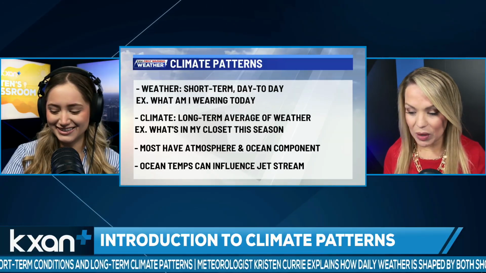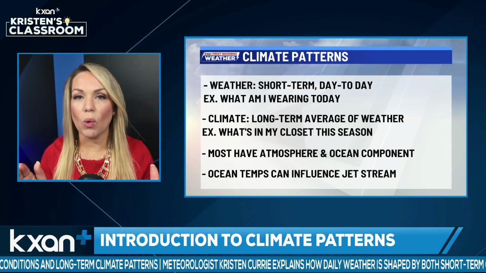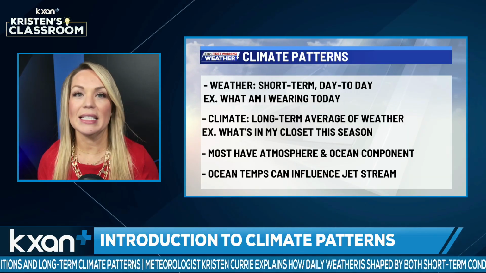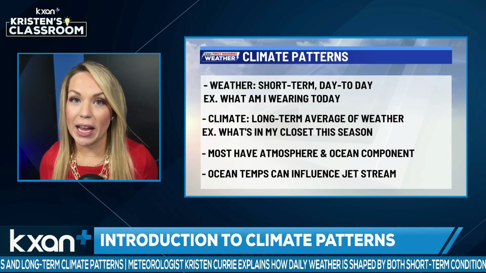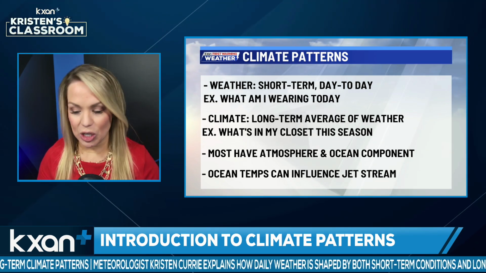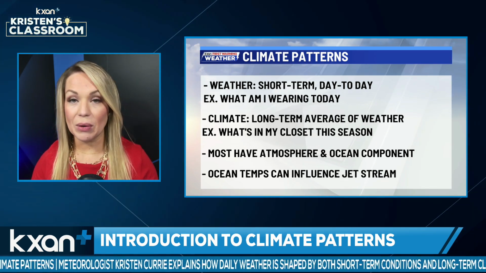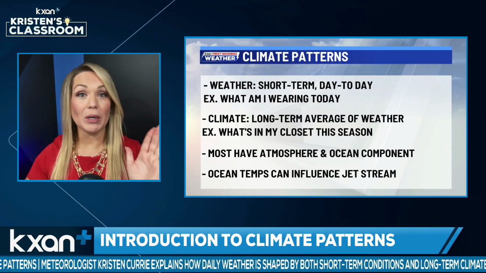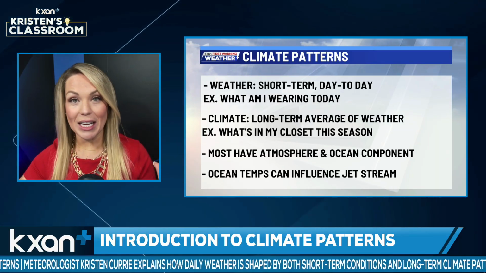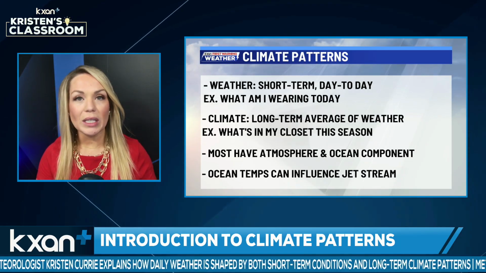So we start first with weather versus climate. Weather is the short-term, day-to-day conditions. So the weather today would be a mix of sun and clouds, highs in the 90s, 10% chance of rain. Climate is the longer-term pattern, and it can be anywhere from 30 years' worth of weather data, or maybe a season's worth of weather data in some cases, but we're looking at the long term.